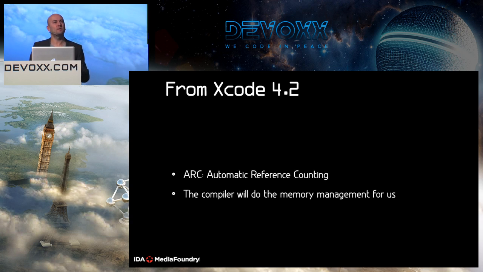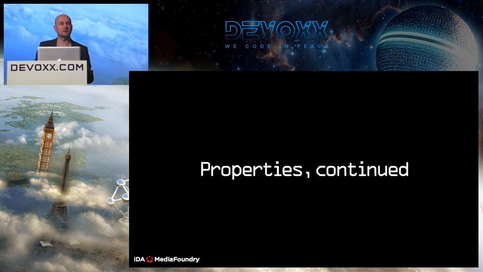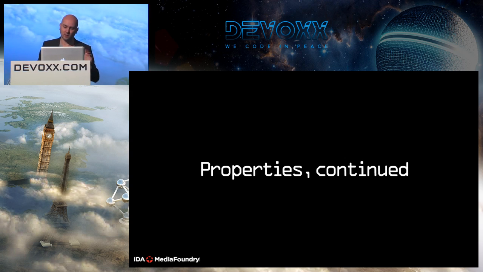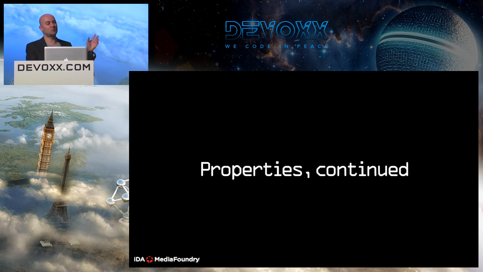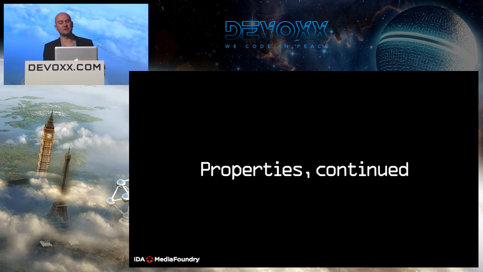Sorry, from 4.2, they also prefer ARC on iOS 6 even, because it's much more performant than garbage collection. So there you go, ARC, it will help you a lot. So now that we've seen a bit about memory management, we can look at the details of properties again.